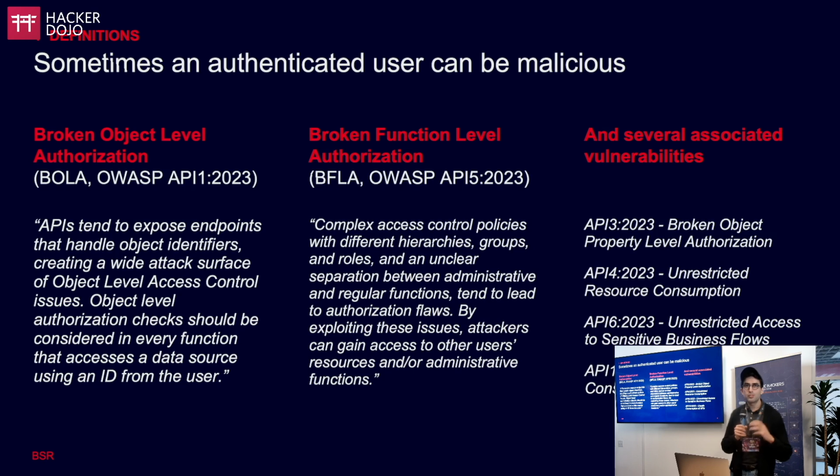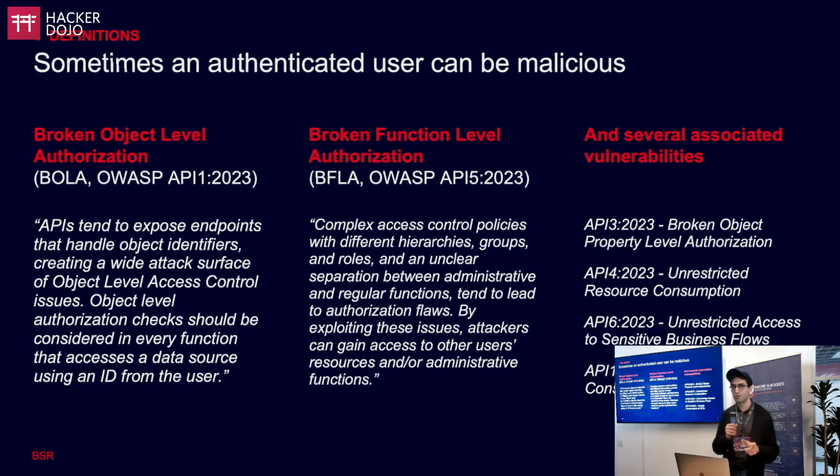Okay, and when we talk about these vulnerabilities, they're actually quite prevalent among the OWASP top 10 2023 API vulnerabilities. We're going to specifically focus on 2, broken object level authorization and broken function level authorization vulnerabilities.